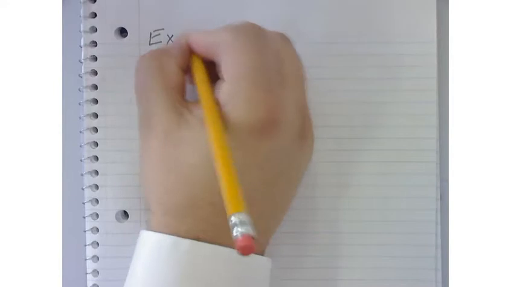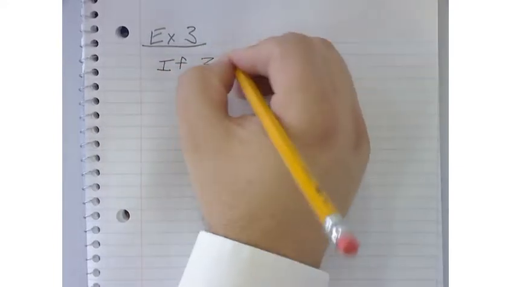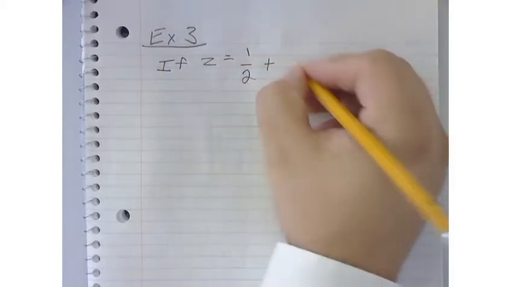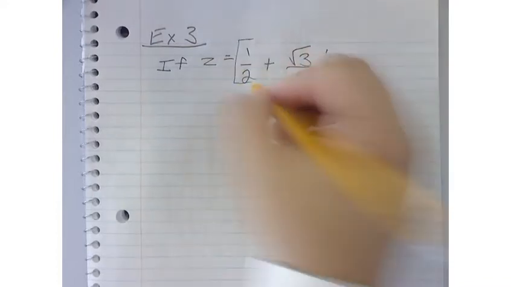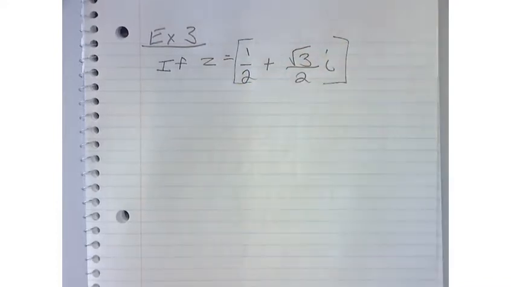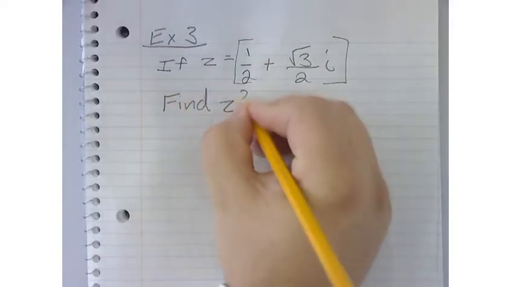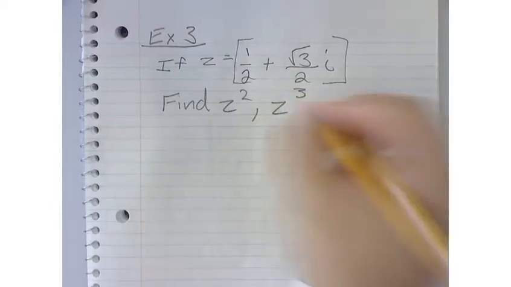Example number 3. They say if z is equal to 1/2 plus the square root of 3 over 2i, remember that's a number right there, that's a complex number, find z squared and z cubed. Holy moly, that's a lot.